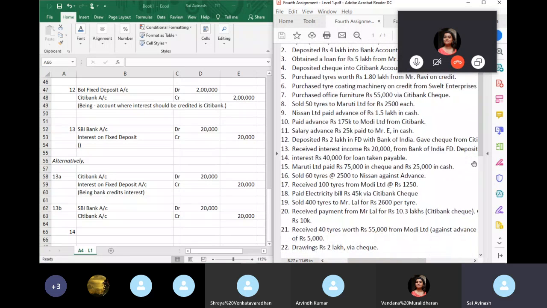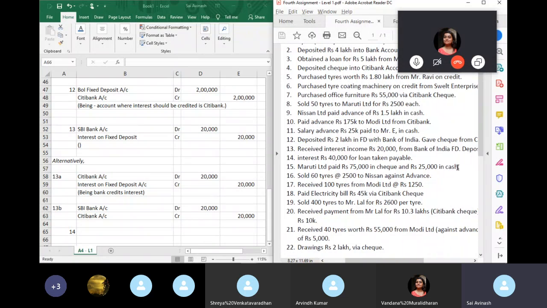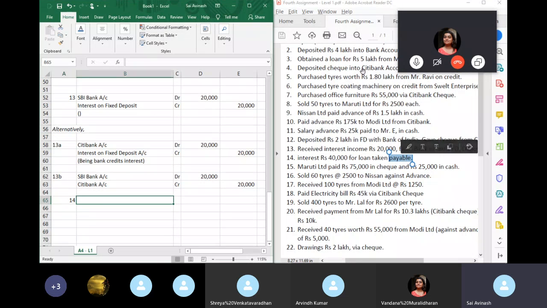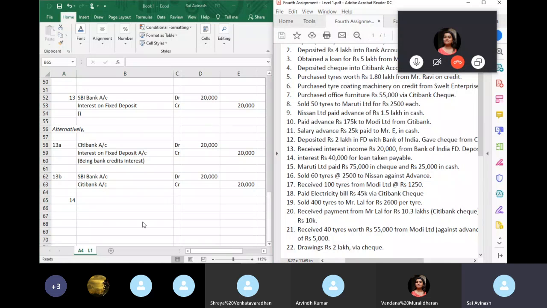Interest rupees 40,000 for loan taken payable. Okay. If you guys remember, the word payable means that we are accruing interest to pay to somebody. So I know that I've taken a loan, Ram's loan, if you remember properly, somewhere over here, right? Obtained a loan, number three. So if I have interest payable on the loan, I know that interest is an expense for me. And when I have an amount payable, I know that it's a liability for me. Interest payable. Right? So interest increases, my liability increases, corresponding debit and credit, and the amount is 40,000. Right?